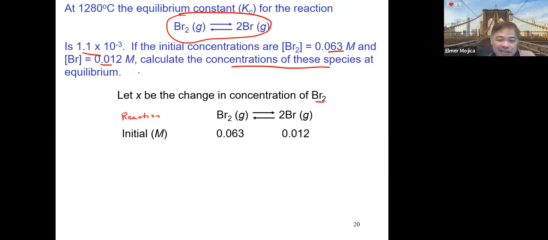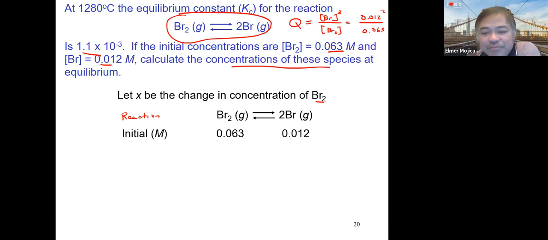Now here is where you get the Q value. So what is Q equal to? It's Br squared over Br2, and we substitute the values that we have there. So you have 0.012 squared over 0.063. As you can see, it's the same as K. The only difference is it's not a system at equilibrium. It is the initial concentration that you have. Klaro ba yun?